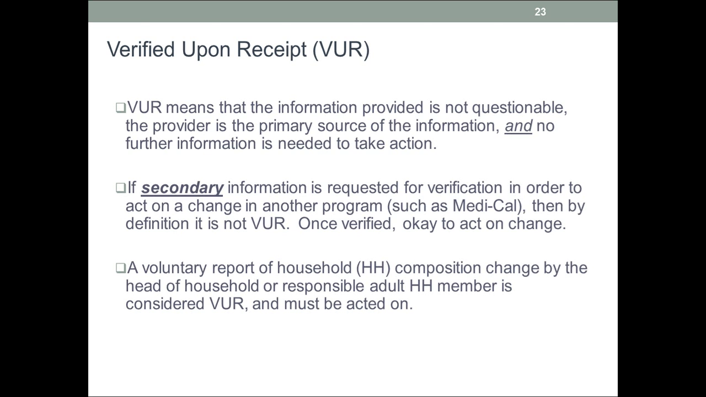A voluntary report of household composition change by the head of household or a responsible adult household member is also considered VER and must be acted on. So these are just a few reports that would be considered verified upon receipt, and the county must make a change based on that information.